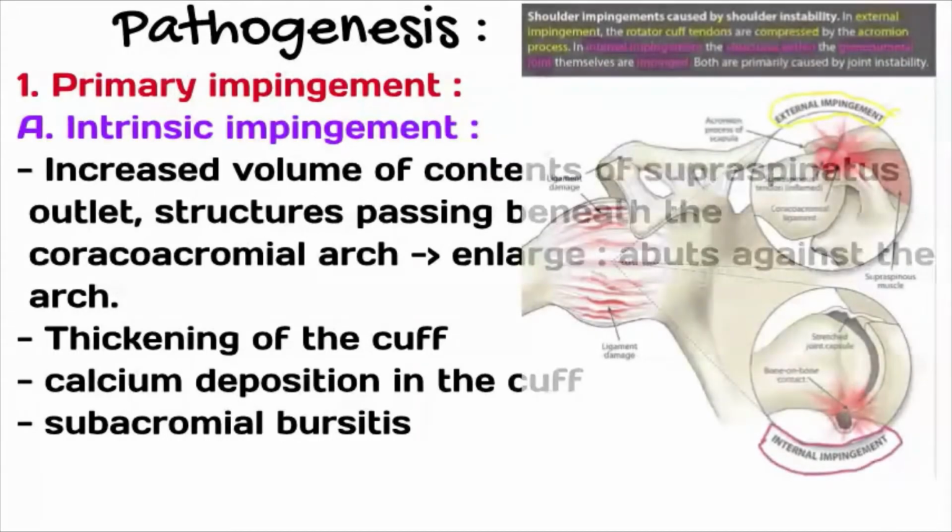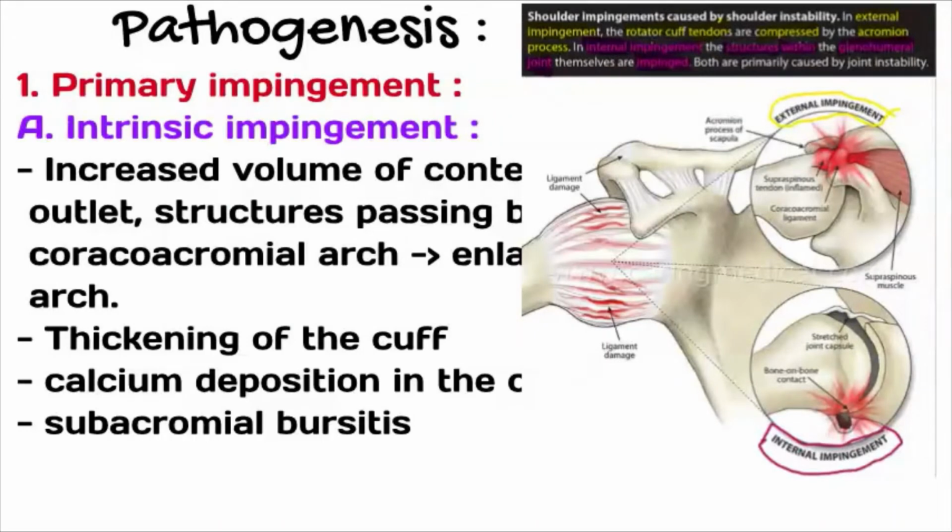This figure illustrates the shoulder impingement caused by shoulder instability. In external impingement, the rotator cuff tendons are compressed by the acromion process. In internal impingement, the structures within the glenohumeral joint themselves are impinged. Both are primarily caused by joint instability.